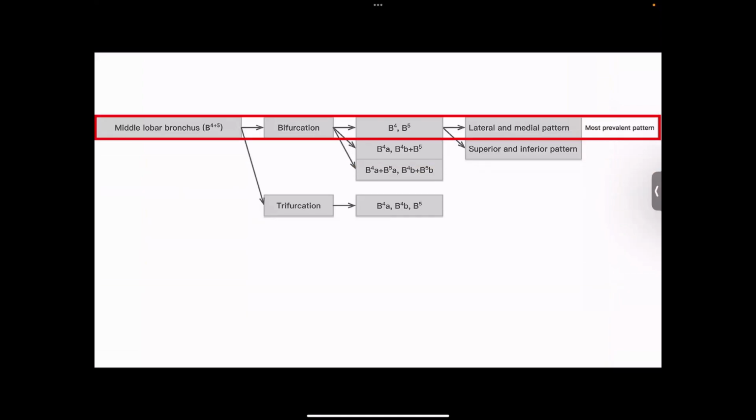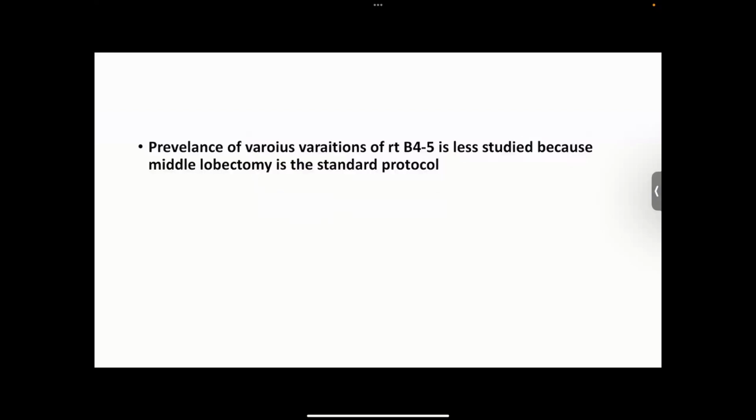What is the pattern? The general pattern is the bifurcation, what we assume. So this is generally B4 and B5, a lateral and medial pattern. This is the most prevalent pattern. The other patterns may also exist, but the prevalence of various variations of B4 and B5 is less important.